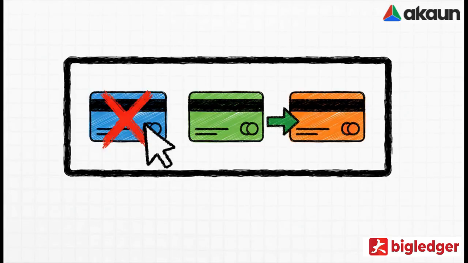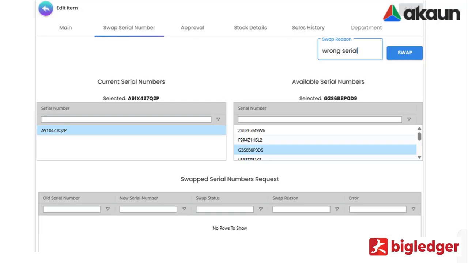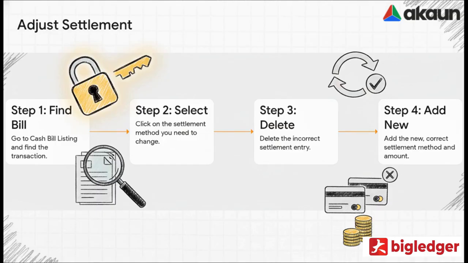But what happens when someone picks the wrong payment method? Let's say Visa instead of MasterCard. Easy fix, if you have permission. You just find the bill, delete the wrong one, and add the right one.